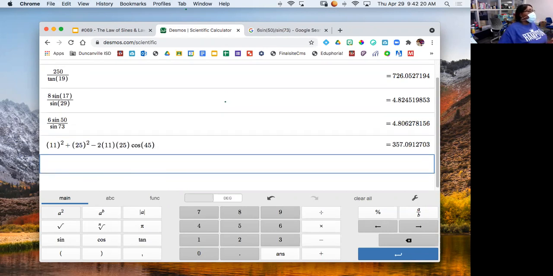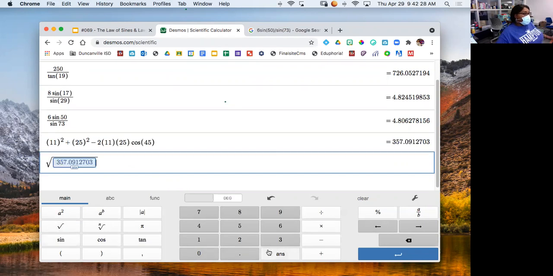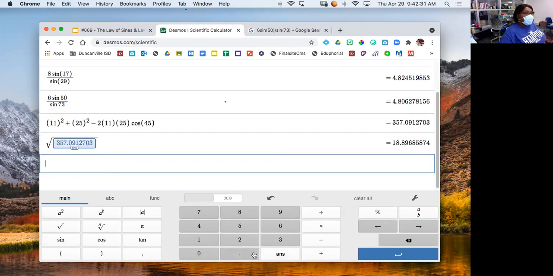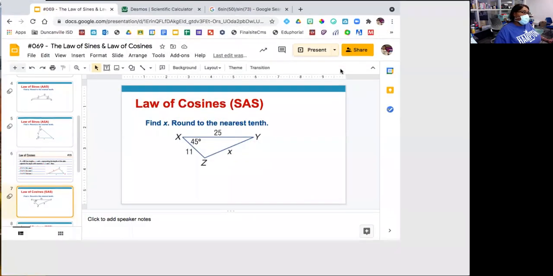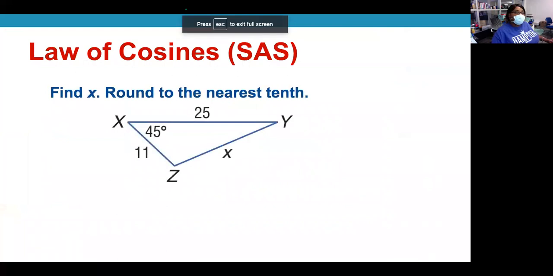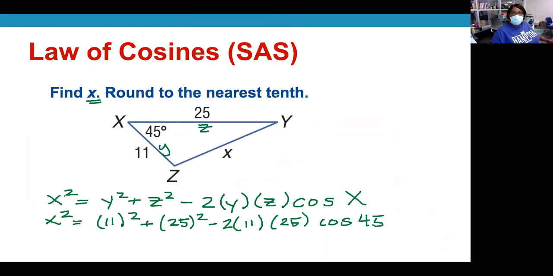Okay. So I got this, and then I'm gonna do square root of the answer that I have, which is that number up there. And so now I have what my answer would be. So you don't have to type all those values again. You can just use square root and then the answer, and it will pull that number down for you, just like when you're on your calculators. So then that means that x is equal to 18.